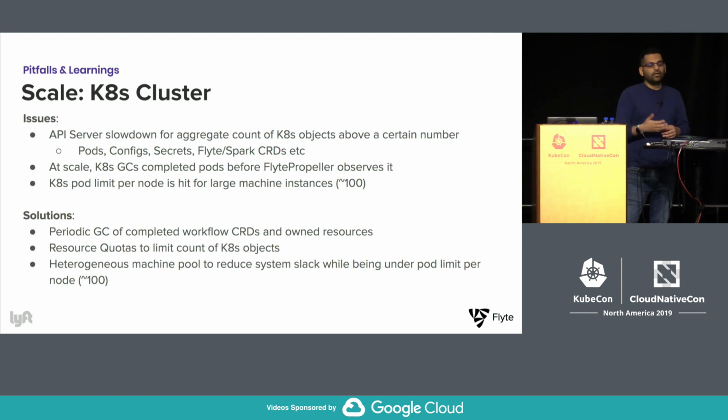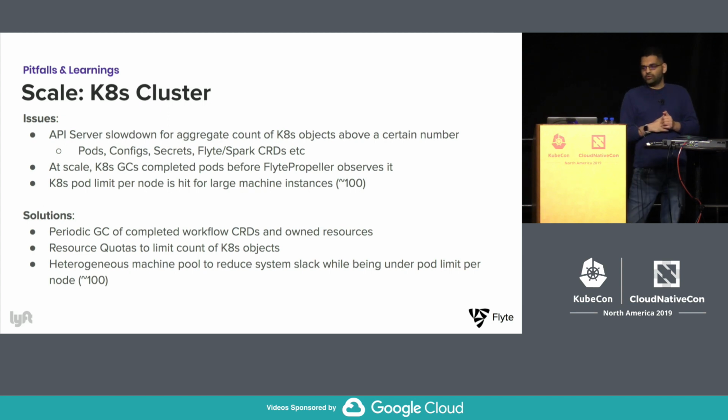So if it sees that, hey, I spawned these 5 pods for this particular task in a workflow, and these 5 pods are done, it's able to mark the task as done and spawn new tasks or any dependent tasks in the workflow. But at scale, Kubernetes really aggressively garbage collects or deletes these completed pods, so Flyte propeller is not able to consume that these pods have completed, and the workflows ended up failing, even though the pods might have just successfully completed. So these were the 2 issues we saw at the cluster level.